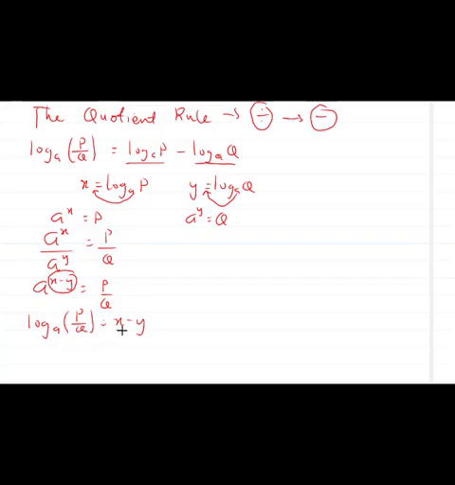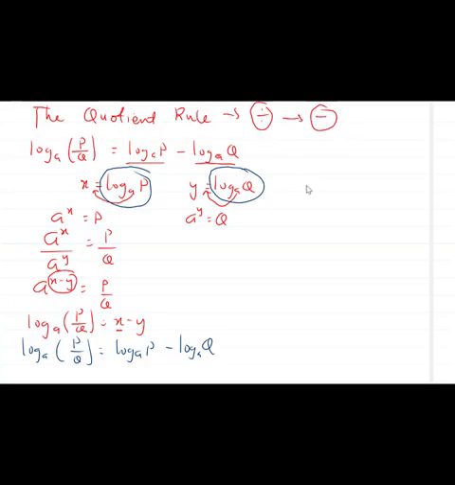Now what is the value of x? It has already been defined as log base a of p, so let's substitute that. So we have log base a of p minus, what is the value of y, which is log base a of q. So you can clearly see log base a of p divided by q has been expressed as log base a of p minus log base a of q. So we have successfully changed division into subtraction.